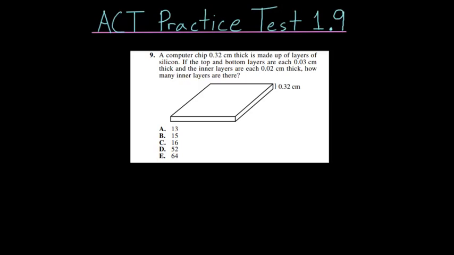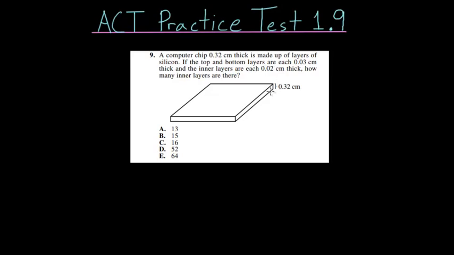For the ninth problem of this first ACT practice test, a computer chip 0.32 centimeters thick is made up of layers of silicone. If the top and bottom layers are each 0.03 centimeters thick and the inner layers are each 0.02 centimeters thick, how many inner layers are there?